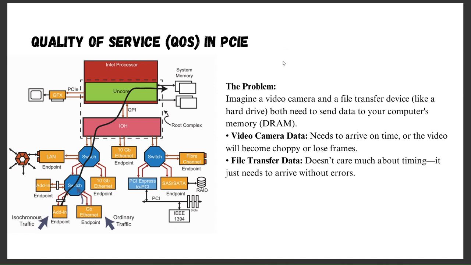So let us take a problem. Camera data needs to arrive on time or the video will become choppy or lose frames. And next we have another function, file transfer data. It does not care much about timing, it just needs to arrive without errors. So QoS ensures that the video data gets priority, so it arrives on time even when the system is busy.